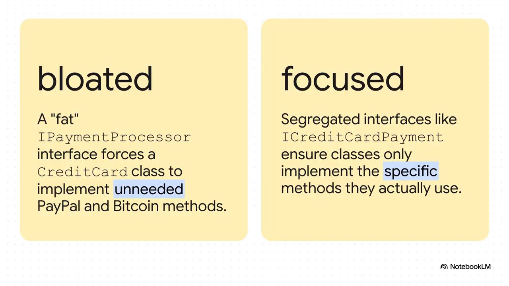On the before side, we've got this one giant IPaymentProcessor interface. So our poor credit card payment class is forced to have methods for processing PayPal and Bitcoin, which it can't do. It makes no sense. The solution? Break it up. On the after side, we have smaller, specific interfaces. Our credit card payment class now only implements the credit card interface. It's so much cleaner and just makes way more sense.